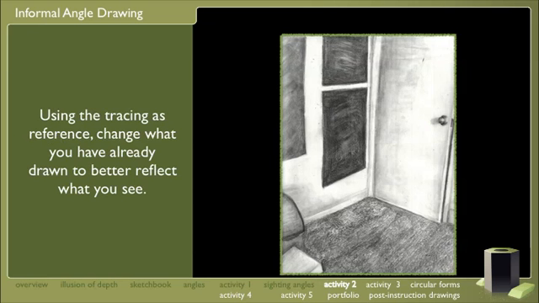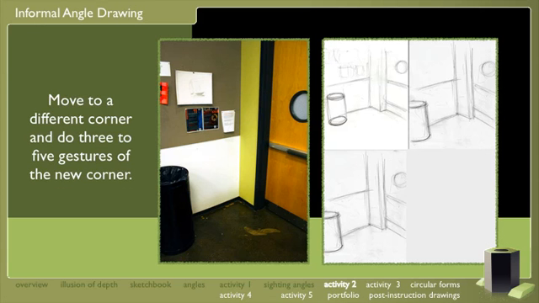You can also just use it to check and change what you have already drawn. You have just drawn a corner in perspective. Try it again without the aid of the transparency. Move to a different corner or a different position. Do 3 to 5 gestures of the corner of the room. Pick your best gesture to continue drawing.